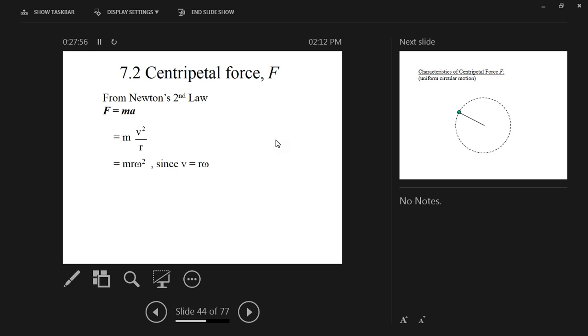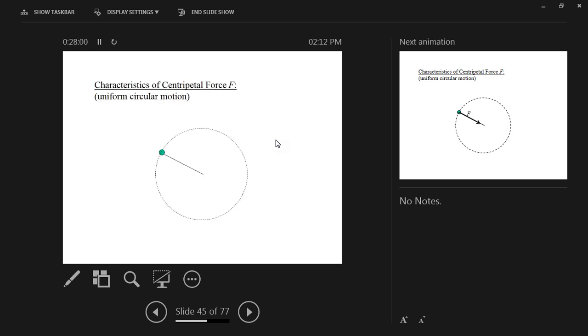Okay, let's take a look at this resultant force, which is called the centripetal force. The centripetal force is always directed to the center of the circle. In fact, the word centripetal means center seeking. So it's always directed to the center of the circle. Why is it always directed to the center of the circle? Because F equals ma. So the direction of the F, the resultant force, will be the same as that of the acceleration. The direction of acceleration is the same as that of the change in the velocity. So it's directed towards the center of the circle.